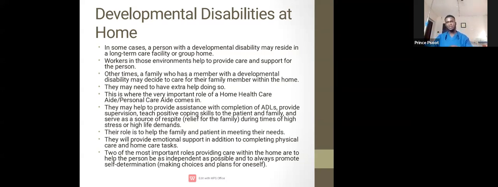And also, two of the most important roles in providing care within the home are to help the person be as independent as possible and to always promote self-determination. We know that there is a definition of nursing by Virginia Henderson, whose aim is to help the patient gain independence as rapidly as possible.